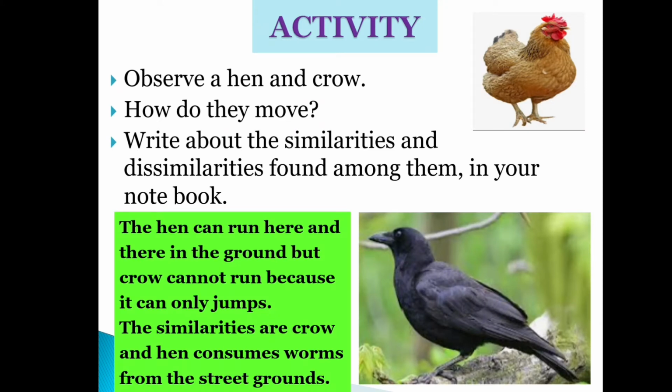Activity: observe a hen and crow. How do they move? Write about the similarities and dissimilarities found among them in your notebook. The hen can run here and there on the ground, but the crow cannot run because it can only jump. The similarities are that the crow and hen consume worms from the street grounds.